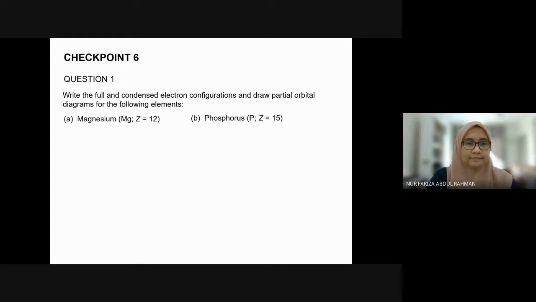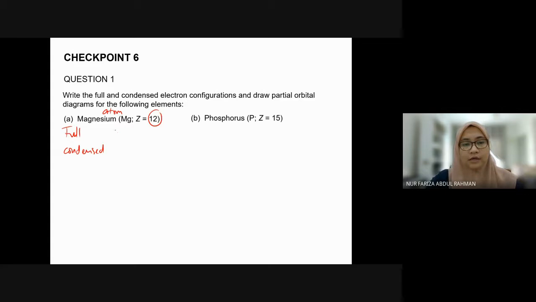All right. Okay, so let's discuss A first. Okay, magnesium. Write the full and condensed electron configuration and draw the partial orbital diagram. We need to write the full electron configuration and then the condensed. For the full electron configuration, the number of electrons is equal to 12 because we are talking about an atom now.